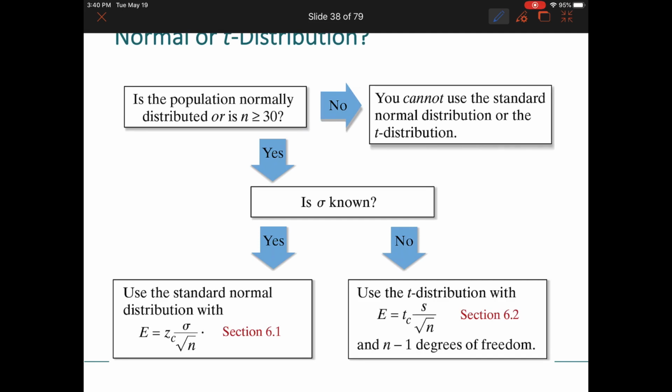So here's a kind of a nice flow chart, and we can find out whether we need to use normal or t-distribution or maybe even none of the above. So the big question is, is the population normally distributed or is n greater than or equal to 30?